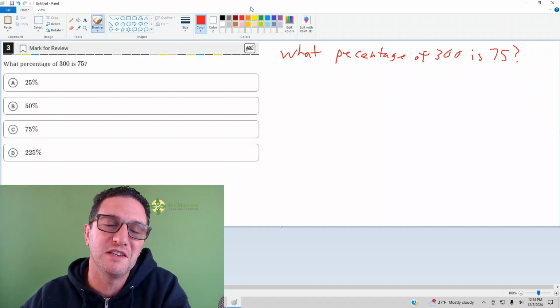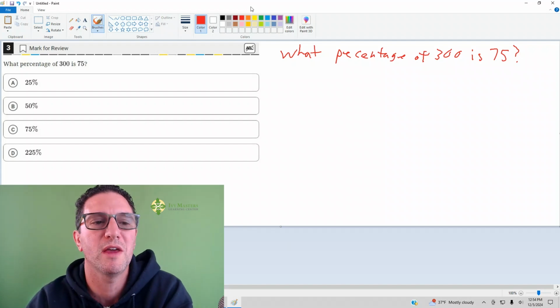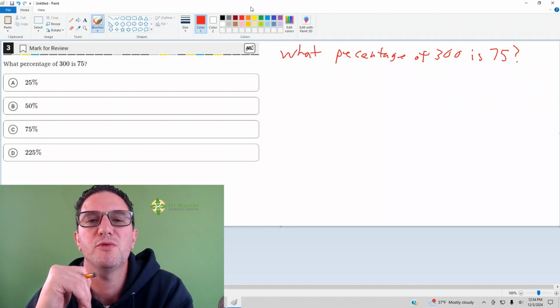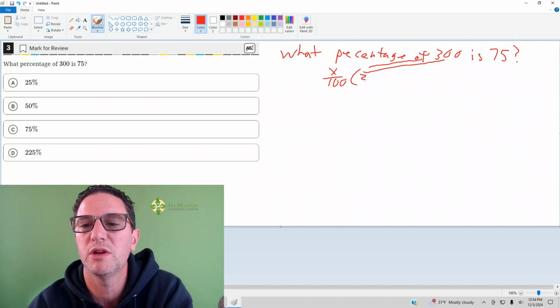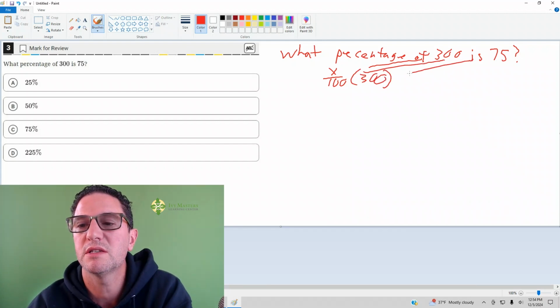Question from Digital SAT Test 3 Module 2B. This is a hard set of math question. It reads, what percent of 300 is 75? What means X? Percent means over 100. Of means multiply. 300 is just 300. Is means equals. And then you've just got 75.